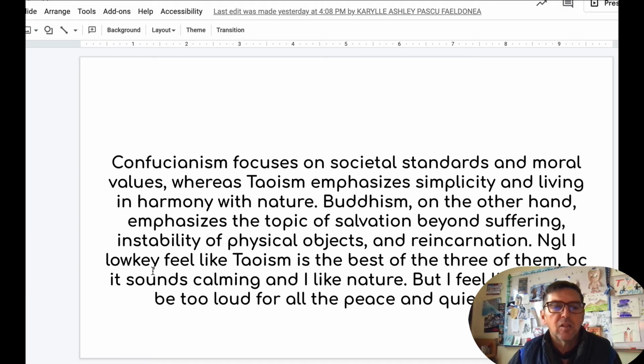NGL, I low-key feel like Taoism. Oh, now this is, remember we talked about the texting. This is awesome. I don't even know what NGL is. You'll have to tell me. I feel like Taoism is the best of the 3 of them because it sounds calming and like nature, but I feel like I would be too loud for all the peace and quiet, laughing my A off. Okay, I don't know if I can say that. Good job. So what we said is an informal reasoning of which one you like the best. She did that. That's why she's on A level.